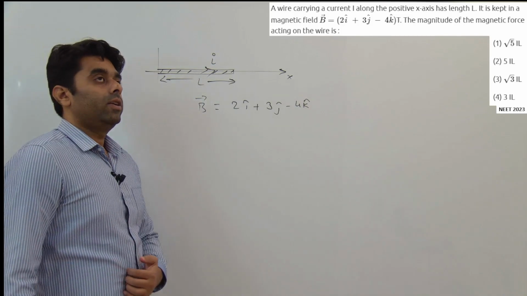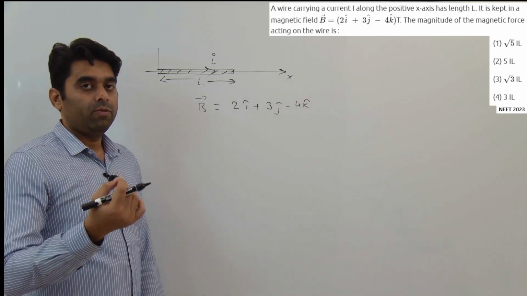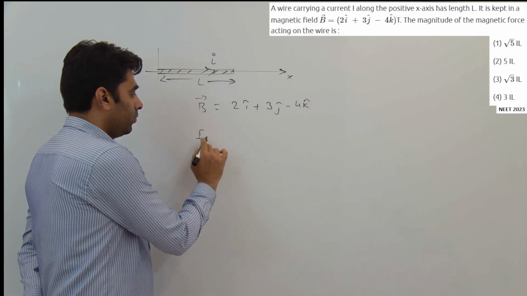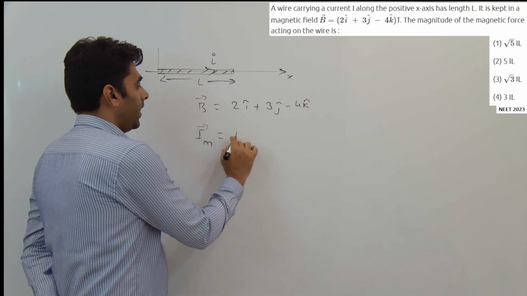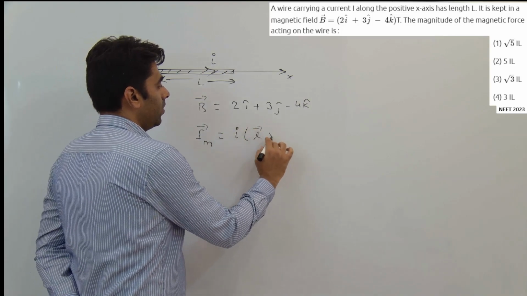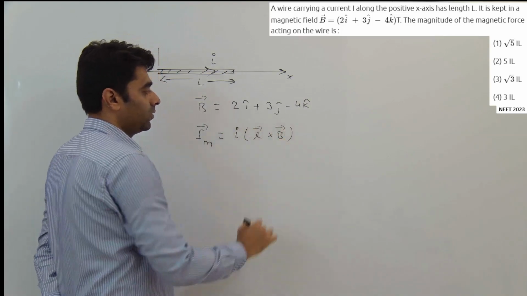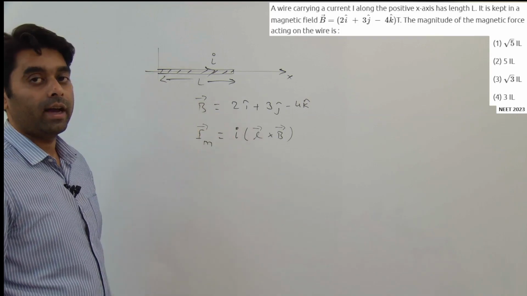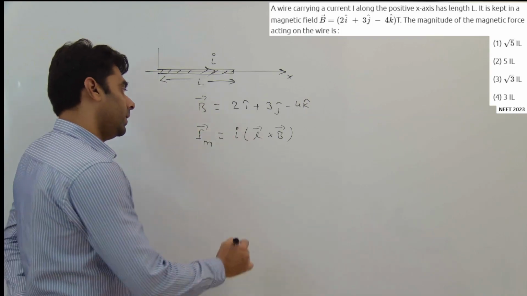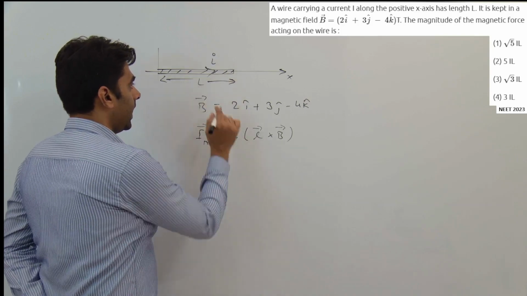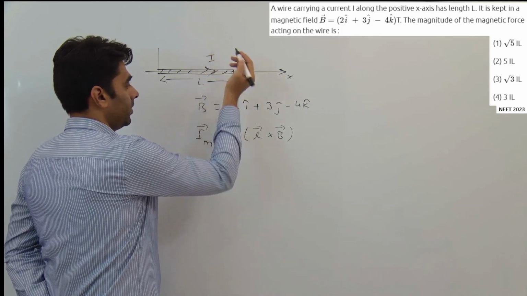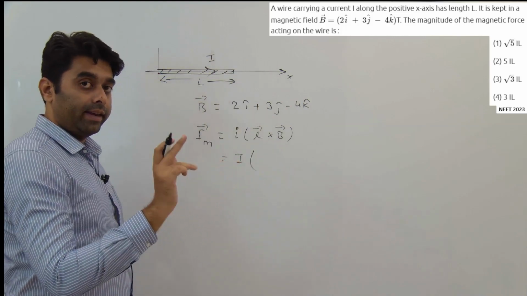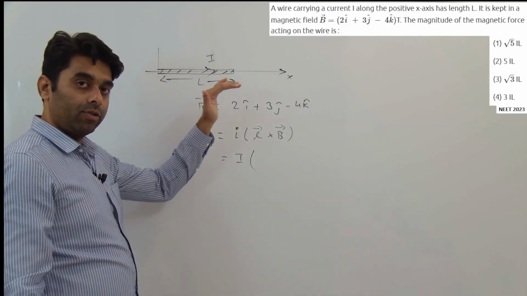Magnitude of magnetic force. First of all, what is magnetic force on a current carrying wire in a magnetic field? It is given as force magnetic is I L cross B, which we also write as ILB sin theta. But in this case, we need the I L cross B form only. So let us substitute the values. Current I is given, capital I is given in the question. So we'll take it I L vector. Now L vector direction will be taken along the direction of current only.